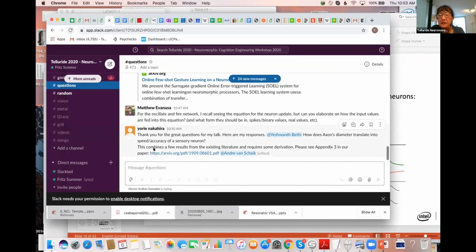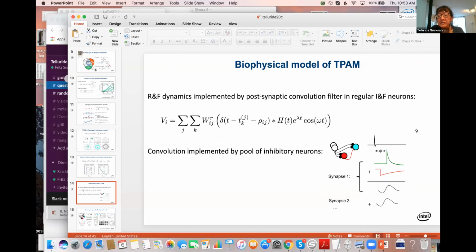Actually, I was curious, how do you get these cosine-like signals out of the inhibitory pools? Yeah, there's a membrane integration going on. So it's basically this plus this.